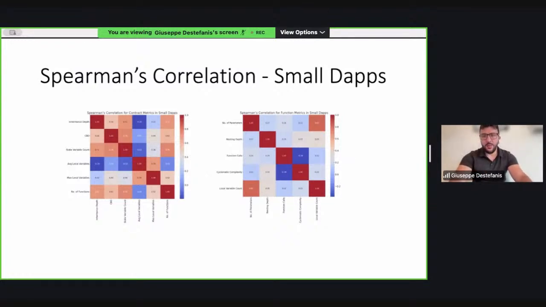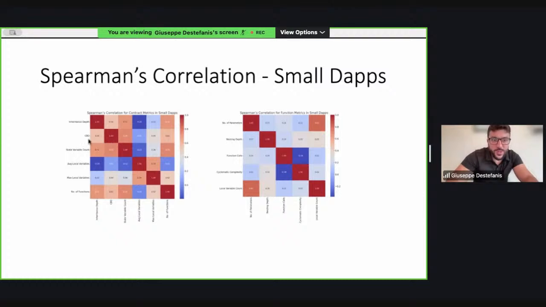Now, this is a heat map, and here I have the metrics at contract level, and here the metrics at function level, all those that I explained earlier. And if there is red, it means that the correlation is perfect, but as you can see, inheritance depth here is perfect correlation with inheritance depth, okay? And so on. The diagonal is something that we don't have to consider. So we can see, however, that if it's in red, it means that the correlation is getting high. If it's blue, there is no correlation, or even negative, because correlation goes from -1 to +1.